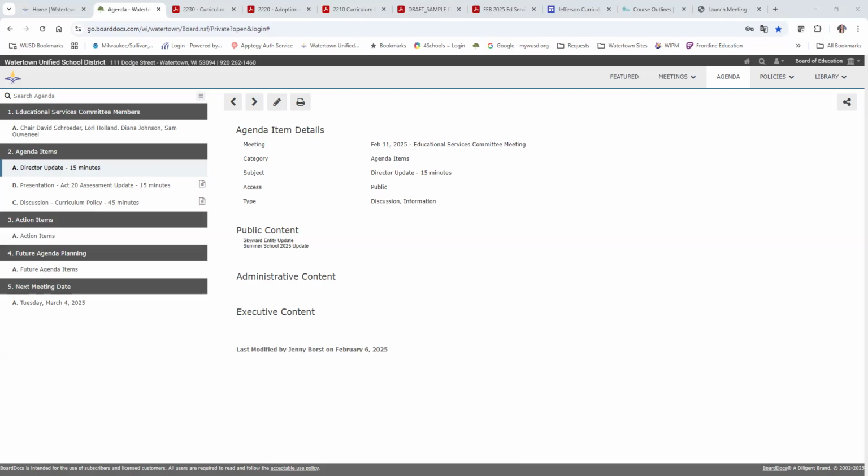Would it be helpful to have an update every ed services? I don't want it to necessarily be a standing agenda item, but would that be helpful, to know what's happening as we're leading up to it?